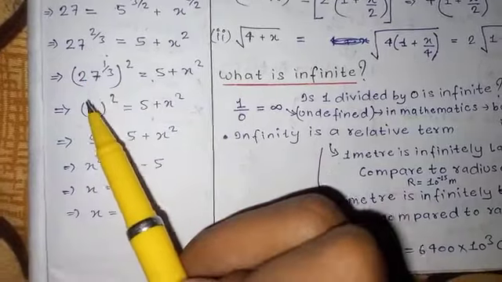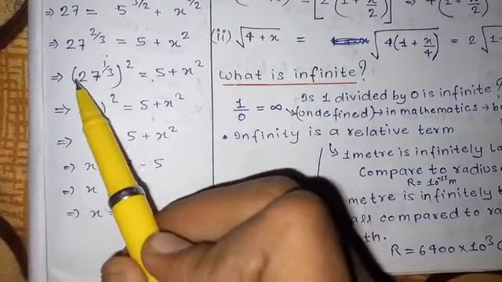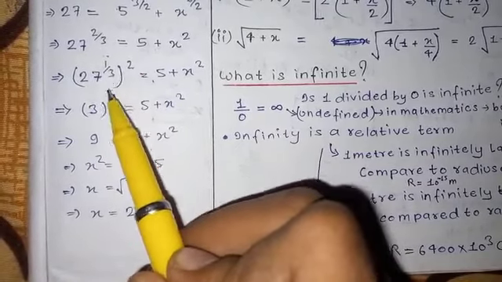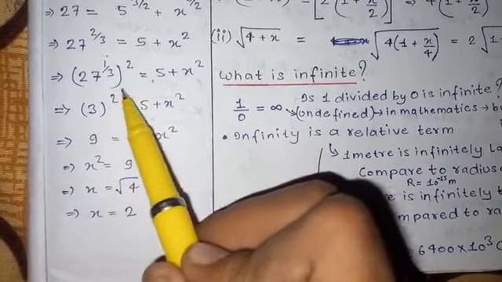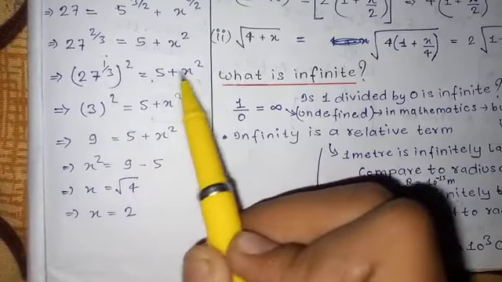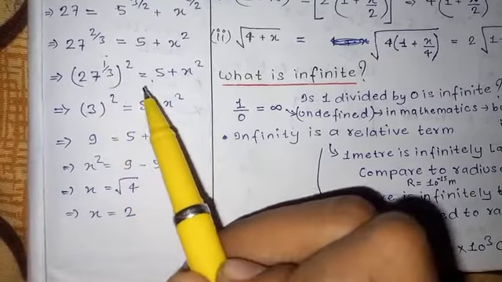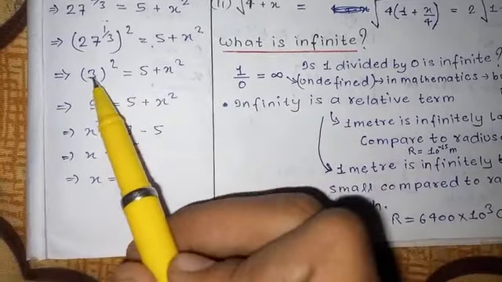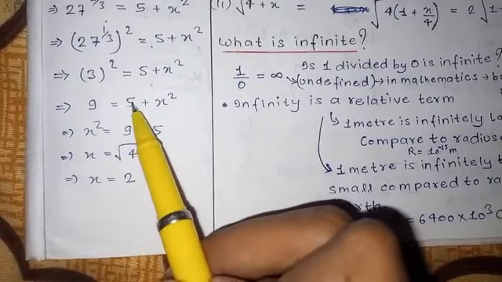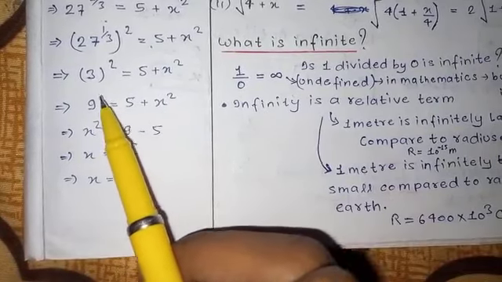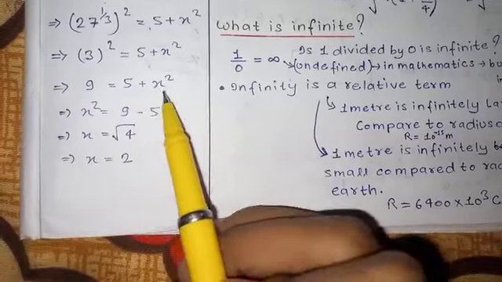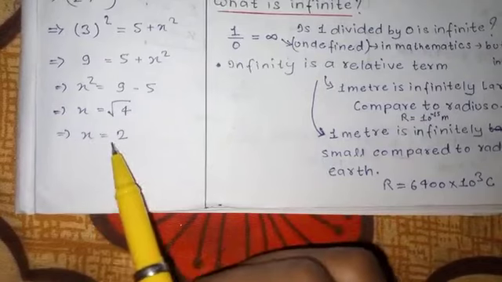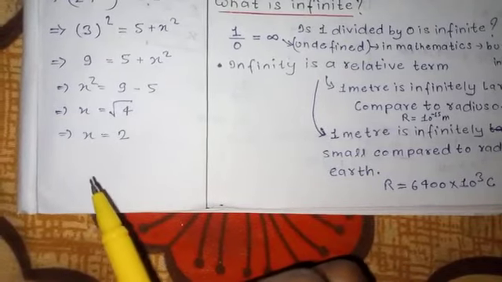So we can write it like this: 27 to the power 1 by 3 in bracket close into the power 2. We can break it like this, is equal to 5 plus x square. So 1 by 3 is equal to cube root, and cube root of 27 is equal to 3, and 3 square is equal to 9, is equal to 5 plus x square. This 5 will go here and we will minus this. 9 minus 5 is equal to 4, and the square will go here, and we will get under root 4, which is equal to 2. This is all the basic calculation you must know.